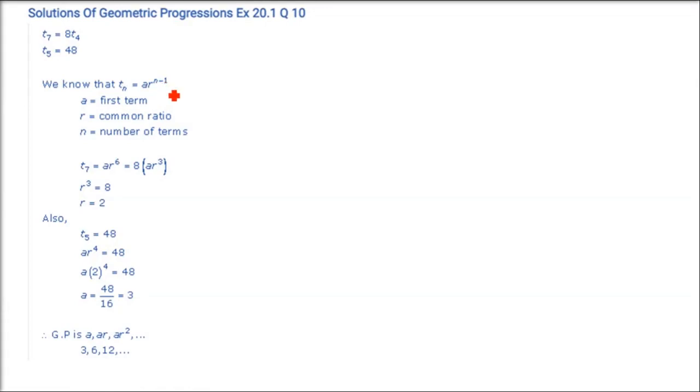The 7th term of a GP is 8 times the 4th term and the 5th term is 48. Find the GP. So what is given? The 7th term is 8 times the 4th term, that is T4. So T7 is a r to the power 6 and T4 is a r to the power 3. So what do we get? There is a relationship. A cancels, r to the power 6 and r cube cancel, r cube remains. So r cube equals 8. So 8 you can write as 2 to the power 3. So r equals 2.